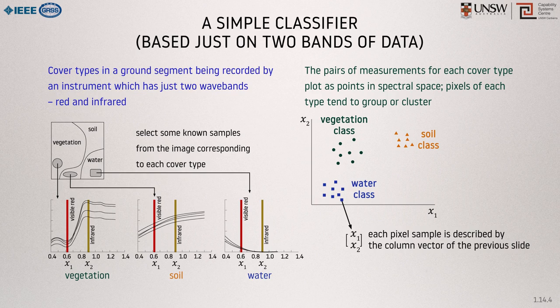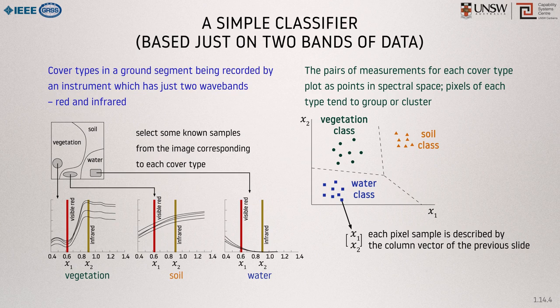There is a region in which we expect to find water pixels, a region in which we expect to find pixels of vegetation, and a region in which we expect to find pixels of soil. In other words, the pixels for which we know the labels effectively segment the coordinate system into a set of regions corresponding to the classes of interest. We could make those regions explicit by drawing lines or boundaries that separate the classes as indicated.